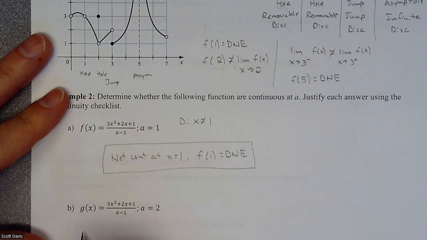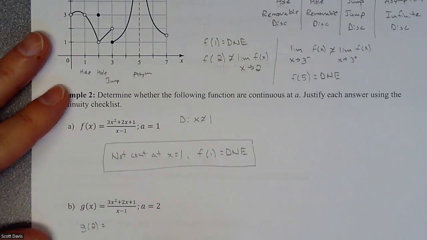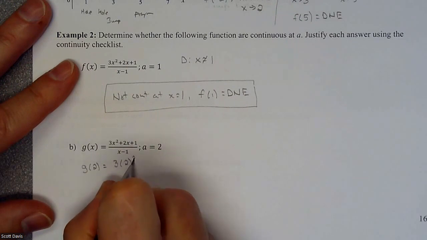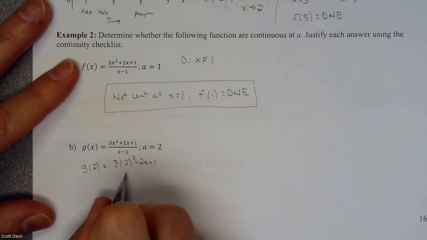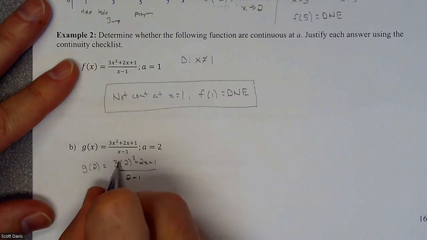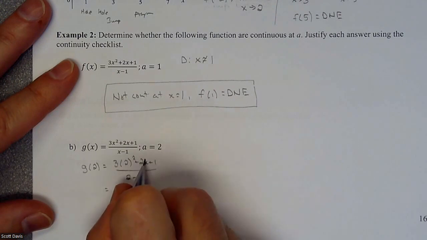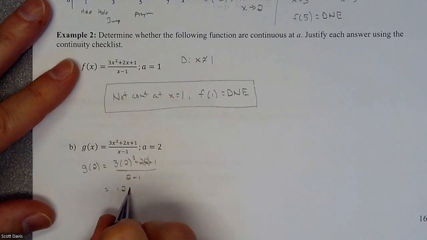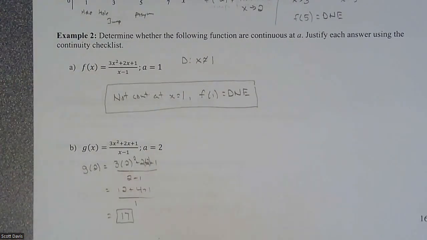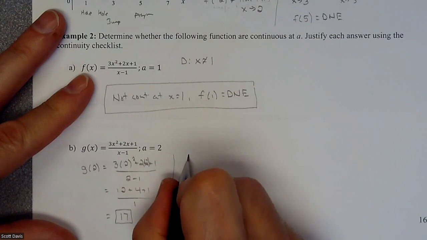So if we're going to do the y value, we're going to see what you get when you plug in 2. We're going to do 3 times 2 squared plus 2x plus 1, divided by 2 minus 1. So 4 times 3 is 12, plus 4 plus 1, over 1. So 16, 17 over 1. We're going to get a value of 17. Great.